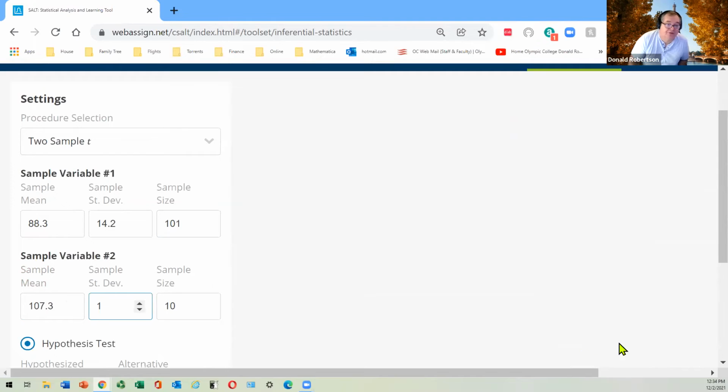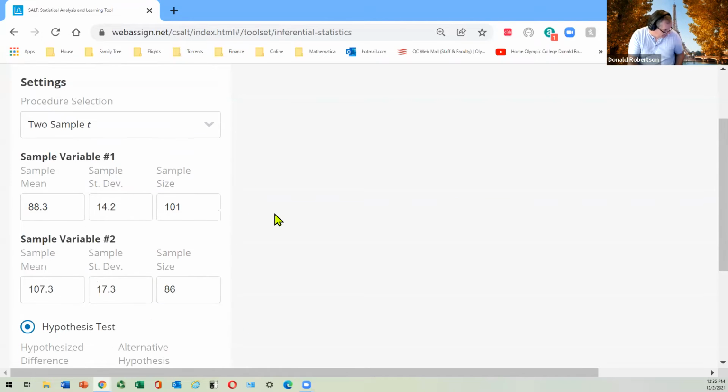The sample standard deviation was 17.3, and the sample size was 86. Are you okay that that's all the data about the women that you need to put in? That's all the data about the sample from the men. Does that seem pretty straightforward, where the numbers are coming from?